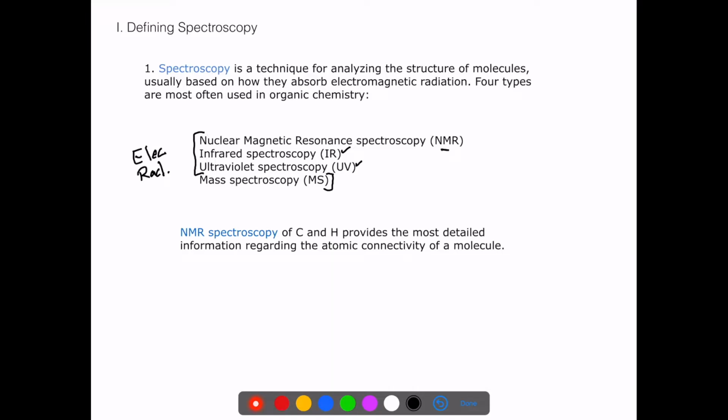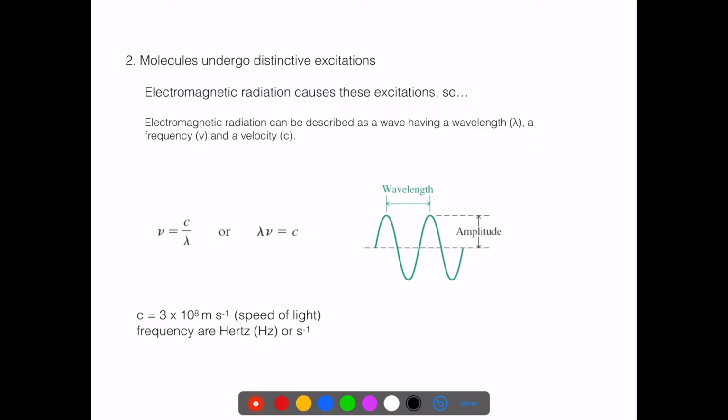The nice thing about NMR is that it really is one of the most powerful techniques because it provides detailed information regarding the atomic connectivity of a molecule. So that's the difference between the two alcohols that we saw on that first page. In IR, NMR, and UV, these are all built upon electromagnetic radiation and electromagnetic absorbance of that radiation.